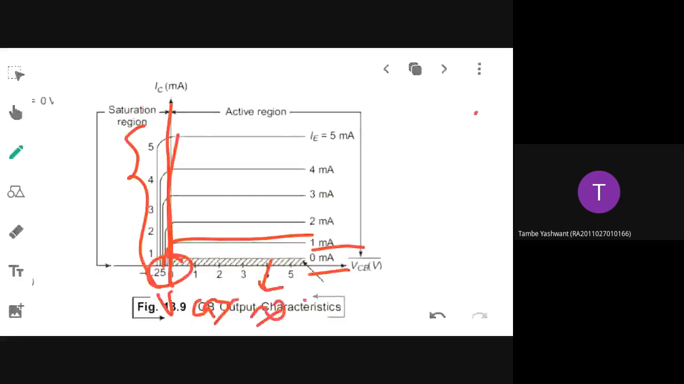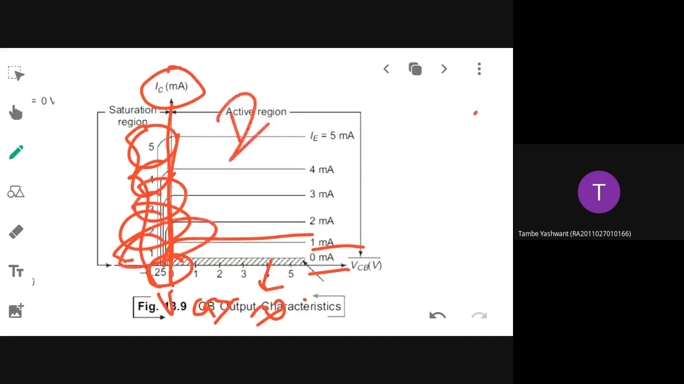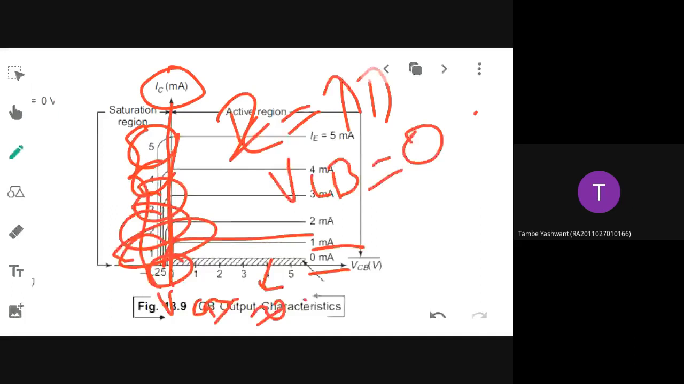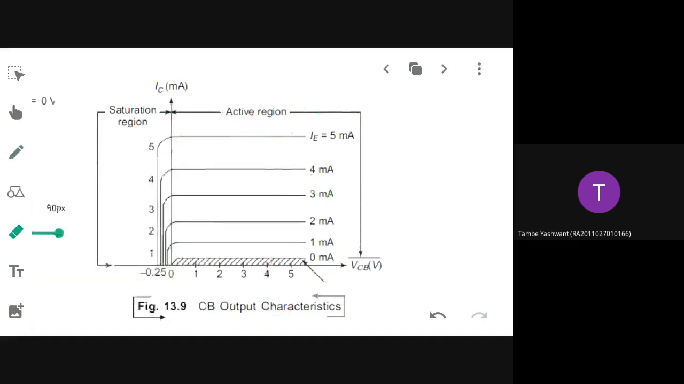But what can you say about IC? Here almost 5, here almost 4, here almost 3, here almost 2, here almost 1. So IC has an increased value, but VCB is almost 0, not exactly 0, almost 0 only. But after that, what happens? It increases, it becomes saturated.